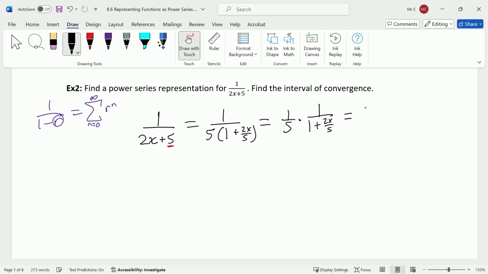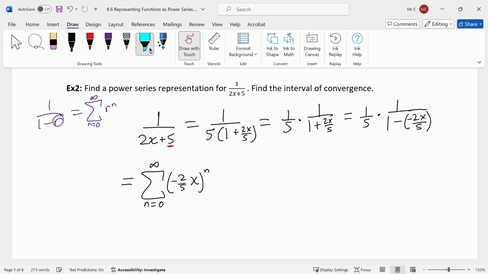Okay, now, this can't be 1 plus in the denominator. It's got to be 1 minus to identify the correct r. So I want you to write it as 1 over 1 minus negative 2x over 5. And now I can apply my series and make this the series from n equals 0 to infinity of negative 2/5 x to the n power, but we forgot a little something. I have to have a 1/5 multiplied in front of this series.